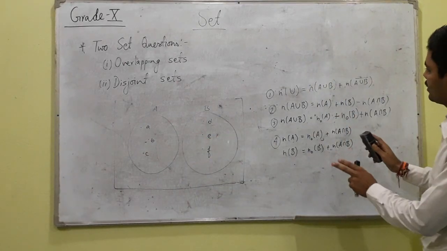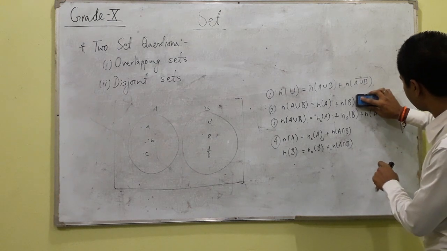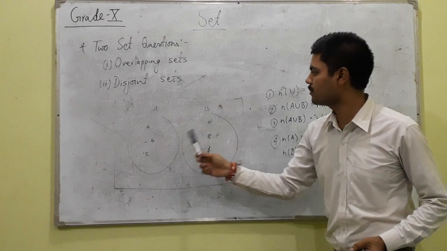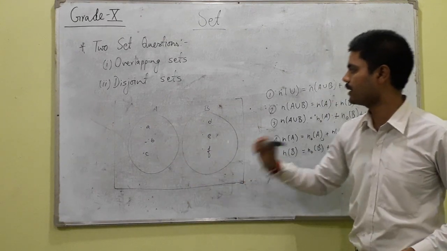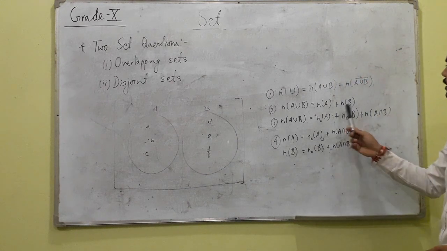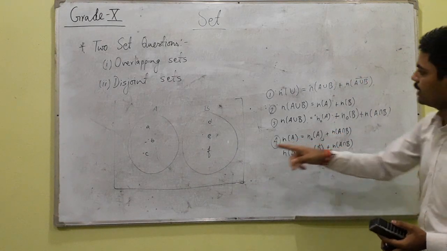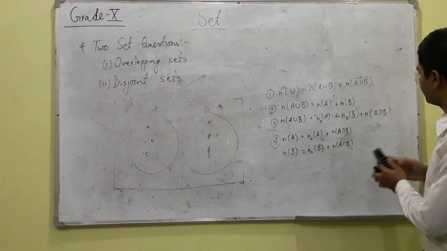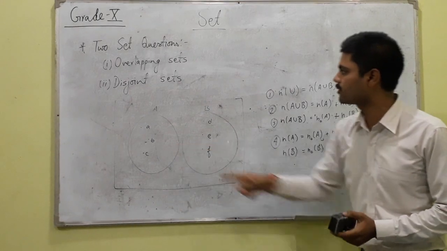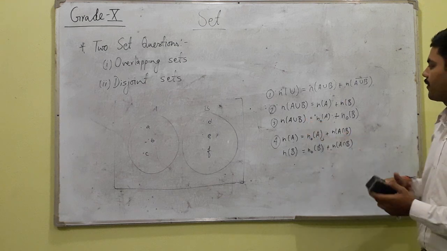Then the formula remains the same. Just the subtraction will be lost from here, because when you say A union B, you have to count all the elements of A plus all the elements of B, and none of the elements are repeated here. And if you take only A, the formula will be as it is. So either you say A or only A. In the case of disjoint sets, there will be no difference.